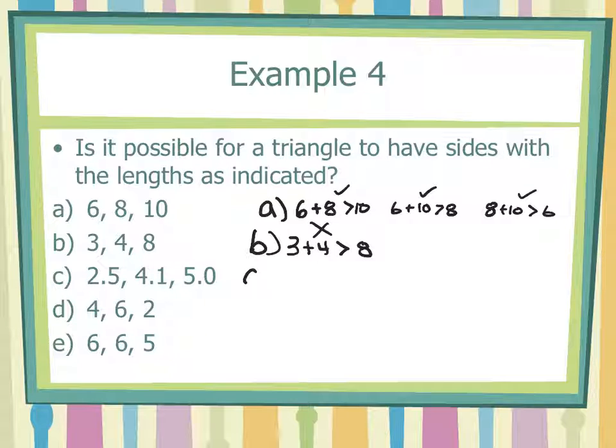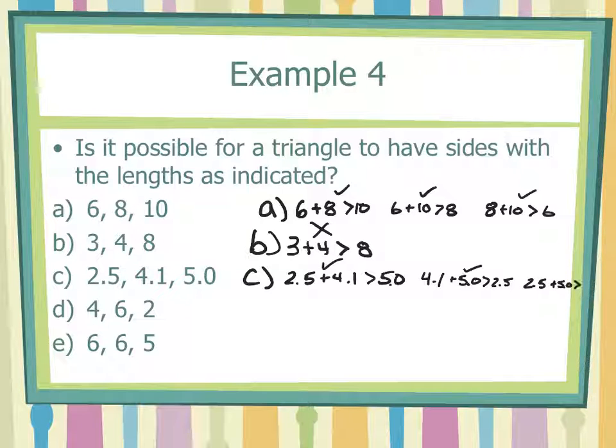So C, what should I check first? 2.5 plus 4.1 is greater than 5.0. Is that true? Yes, because 2 plus 4 is already 6, so that's already greater than 5. Then 4.1 plus 5.0 is greater than 2.5, and that is true because 4 plus 5 is 9. And then 2.5 plus 5.0 is greater than 4.1 because 2 plus 5 is 7. Good. Every combination, when we add them together, has to be greater than the third, and that happens here. That is okay.